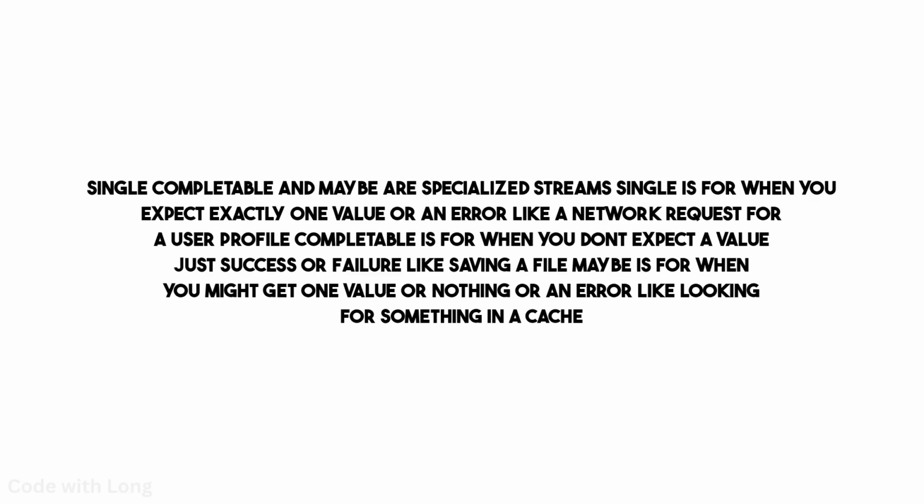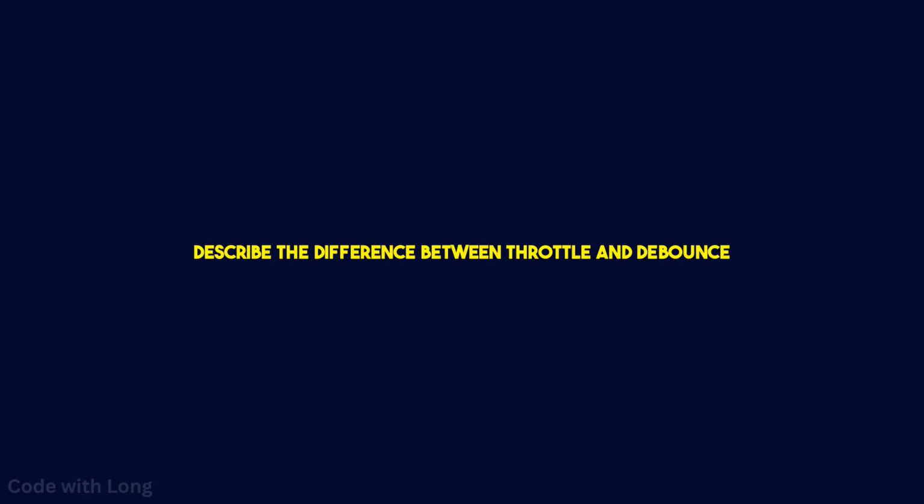Maybe is for when you might get one value, or nothing, or an error, like looking for something in a cache. Describe the difference between throttle and debounce.